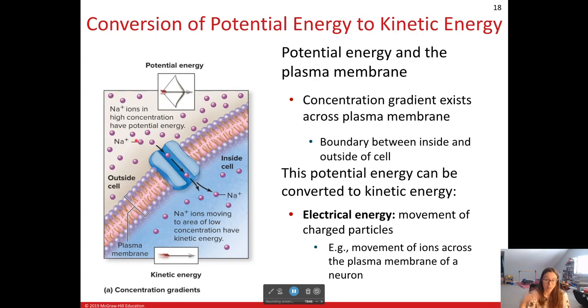So that sodium is going to be like, oh, there's an opening, and then it goes right down its concentration gradient. And so the movement of that sodium down its concentration gradient is going to be that kinetic energy. Remember, kinetic energy is the energy of movement. And specifically, when we have the movement of charged particles, like ions, we call this electrical energy. So this is going to be electrical energy inside our body. And so our neurons and our muscle cells are both going to have these electrical charges running up and down their plasma membranes.